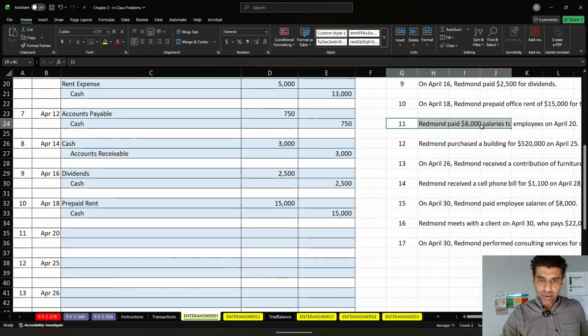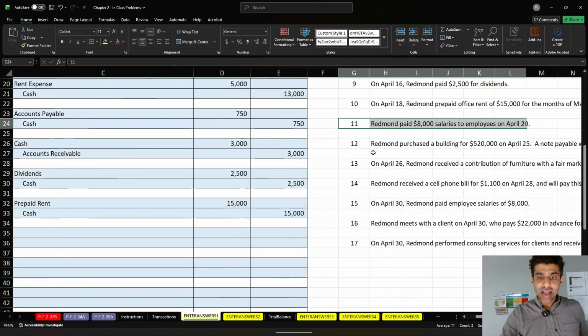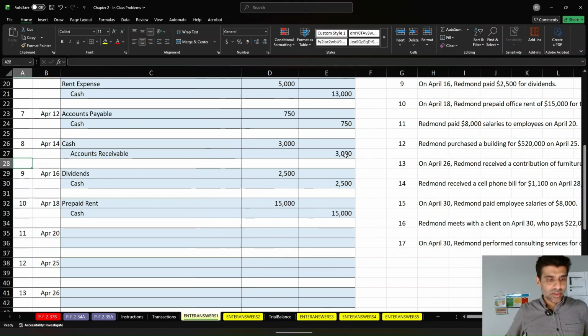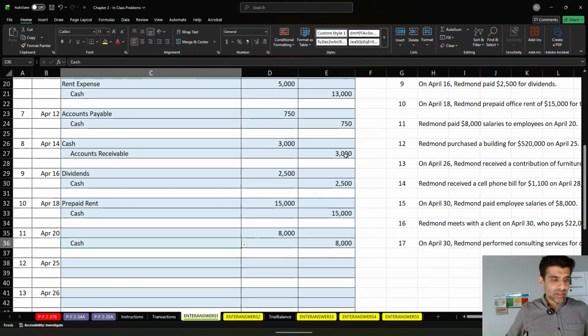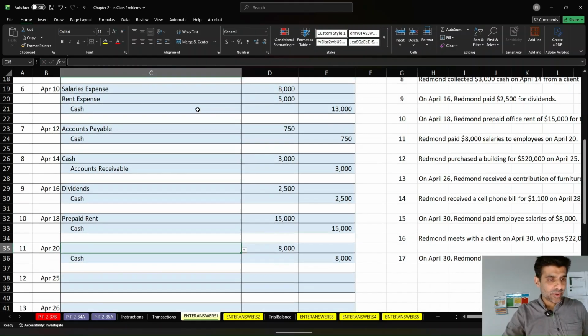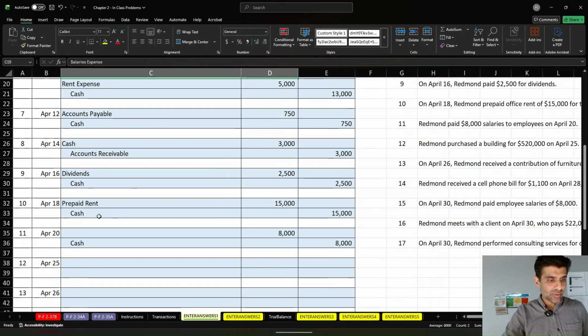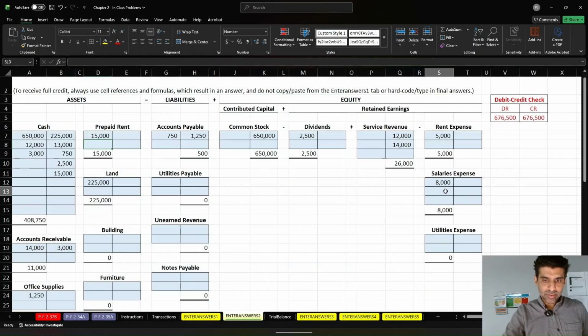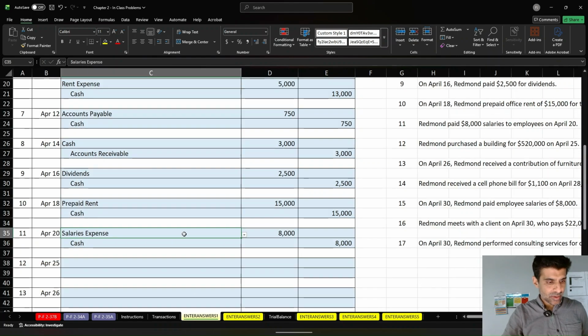Okay, so this one, Redmond paid 8,000 in salaries. Okay, so this is pretty simple. What are you paying the salaries with? Cash. Okay, so is that a debit or credit to cash? Credit. Cash credit. Debit is, we already saw this up here, remember? So this is the same, salary expense. Okay, so I'm going to post it here. Salary expense, it's getting another debit, 8,000. Cash gets credited, 8,000.